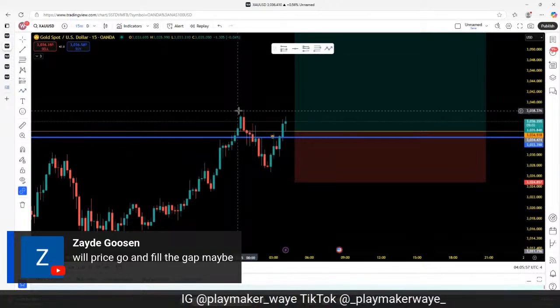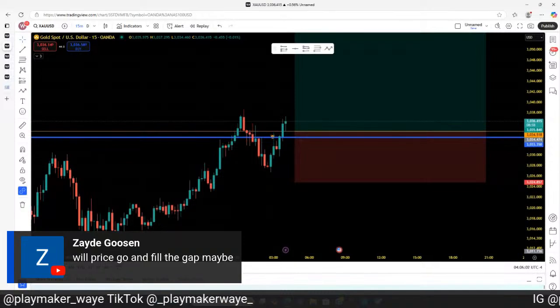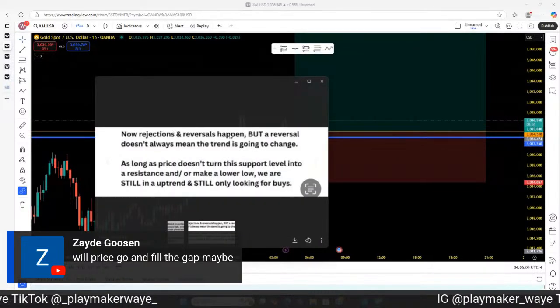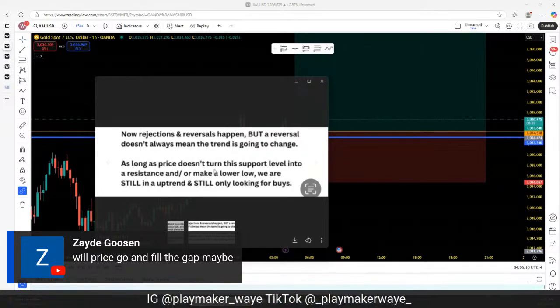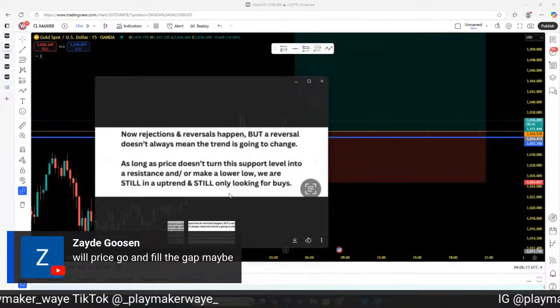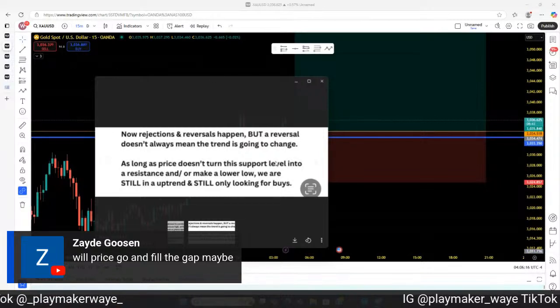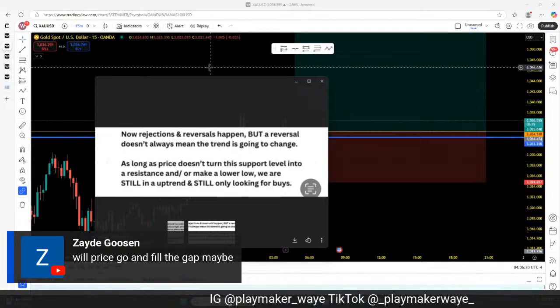And what was this? This was a reversal. What did we also talk about with reversals? Let's pull this book out again. Rejections, reversals happen, but a reversal doesn't always mean the trend is going to change. As long as price doesn't turn the support level into a resistance and doesn't make a lower low, we're still in the uptrend, still only looking for buys. Right? So this is why I always say reversals and rejections don't always mean the trend is going to change.